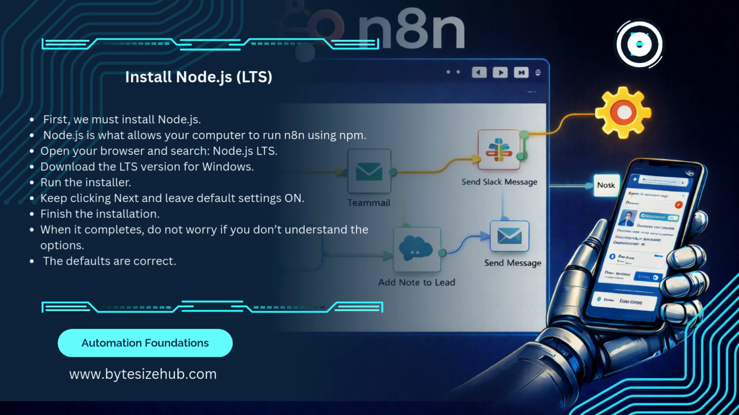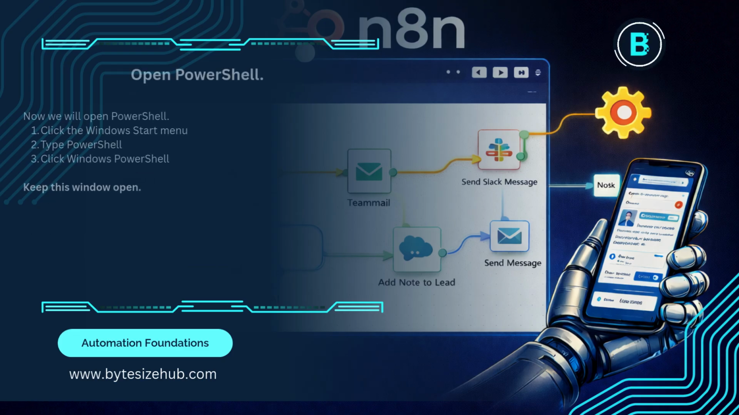Install Node.js LTS. First, we must install Node.js. Node.js is what allows your computer to run n8n using npm. Open your browser and search Node.js LTS. Download the LTS version for Windows. Run the installer. Keep clicking next and leave default settings on. Finish the installation. When it completes, do not worry if you don't understand the options. The defaults are correct.